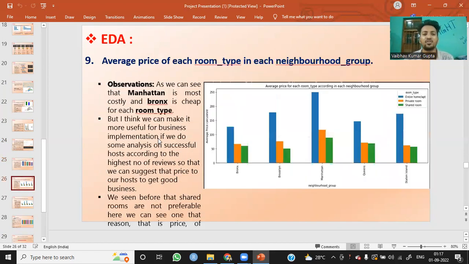So for the ninth question, we have average price for each room type in each neighborhood group. We can see that the price is higher for the entire home apartment, and for private room and shared room, it is more or less similar. But for Manhattan, we have a little bit higher price for a private room compared with shared room.